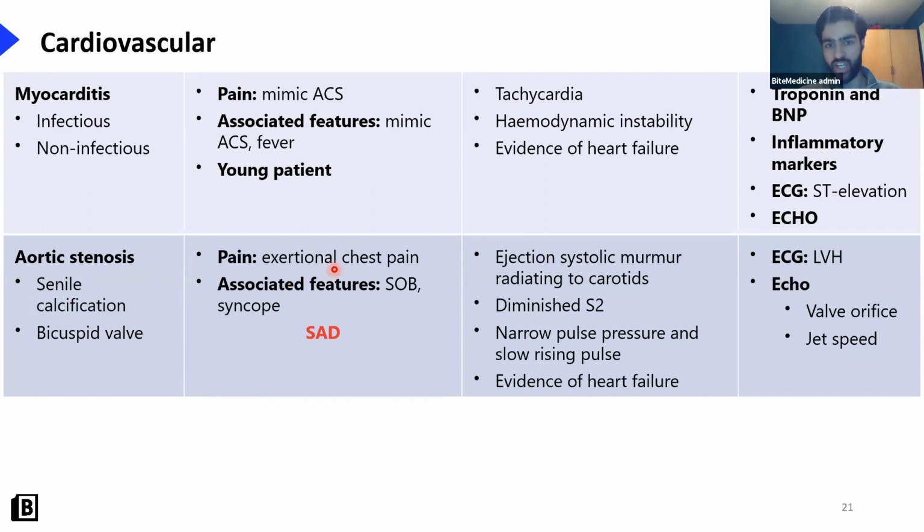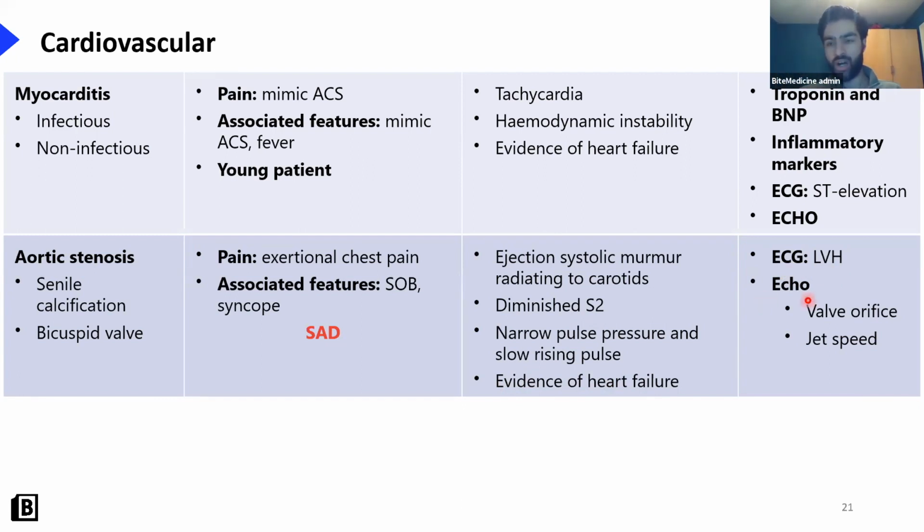These patients present with exertional chest pain, shortness of breath, and syncope. You can use the acronym SAD, syncope, angina, dyspnea, to help you remember that. The point is they present with chest pain and a murmur. So you hear an ejection systolic murmur radiating to the carotids, diminished S2, a narrow pulse pressure and a slow rising pulse, and they may have evidence of heart failure if it's severe. The ECG will show evidence of left ventricular hypertrophy because the left ventricle is contracting against a narrow valve, so it's having to work extra hard to push the blood out.